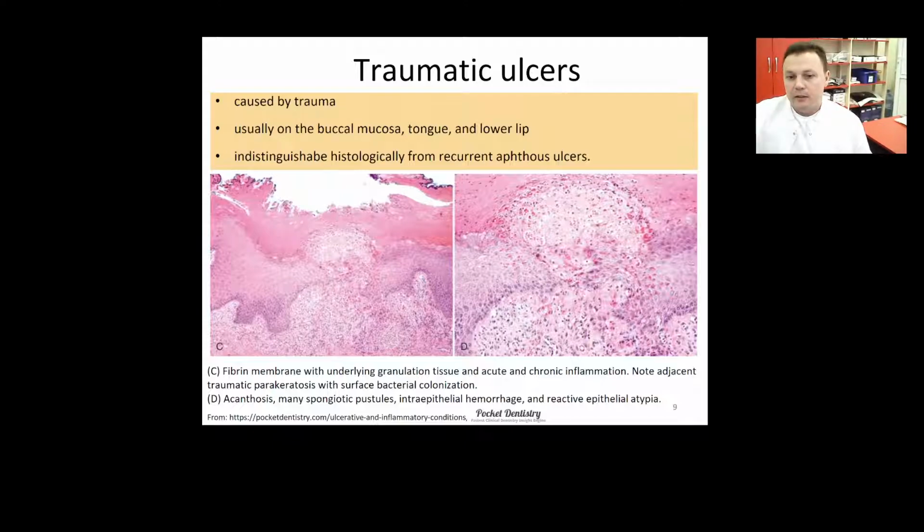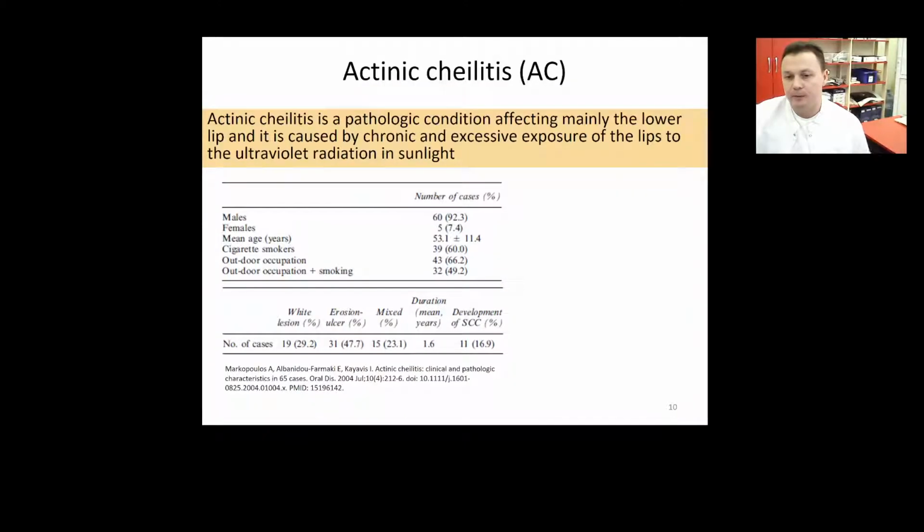On this slide, we see a fibrin membrane with underlying granulation tissue and acute and chronic inflammation, note adjacent traumatic parakeratosis with surface bacterial colonization. And on this slide, acanthosis, many spongiotic pustules, intraepithelial hemorrhages, and reactive epithelial ectasia.